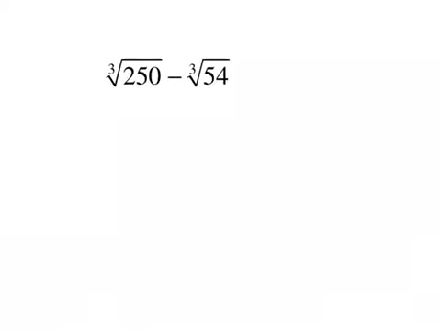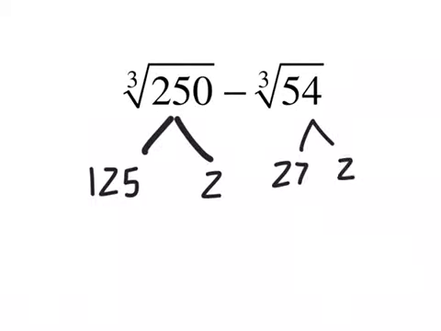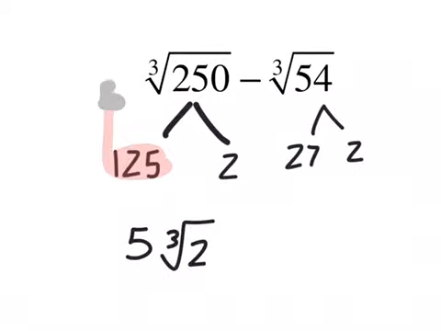So picking back up on this one, we're looking for perfect cube roots. We're probably a little more familiar with those compared to fourth roots. This would be 125 times 2. This one would be a 27 times 2. The cube root of 125 is 5. So this one simplifies to the 5 cube root 2.